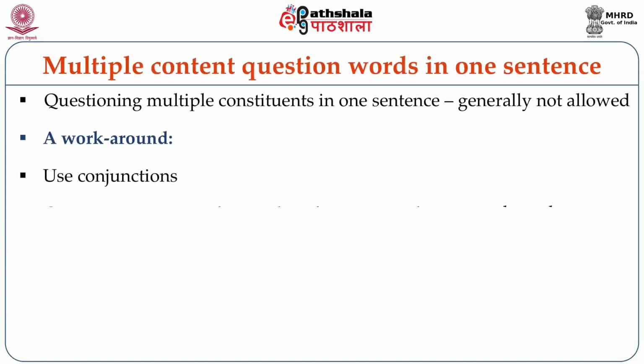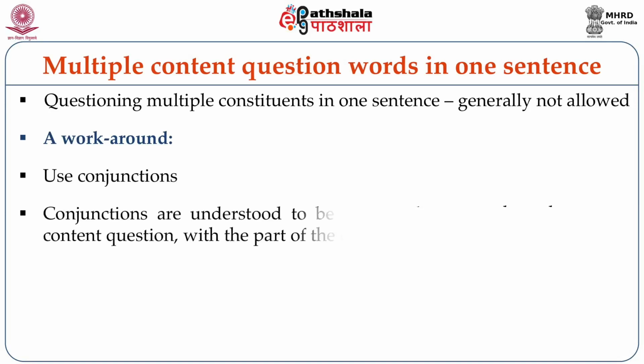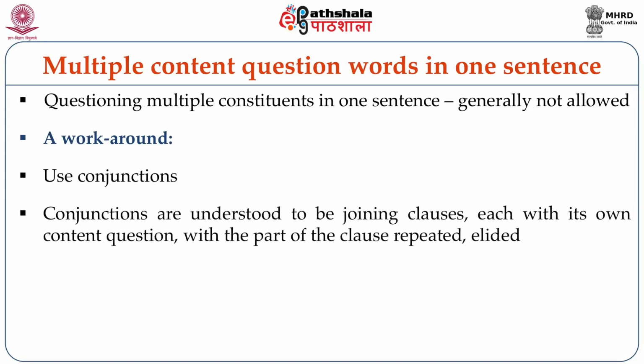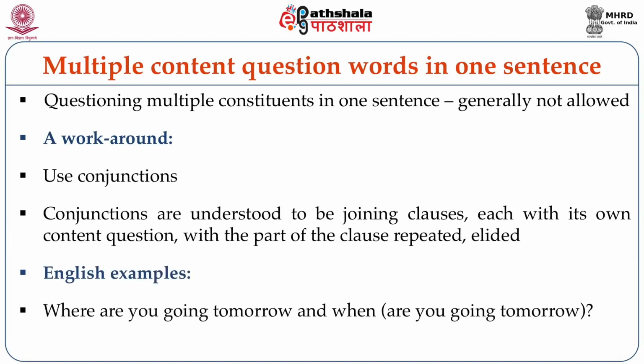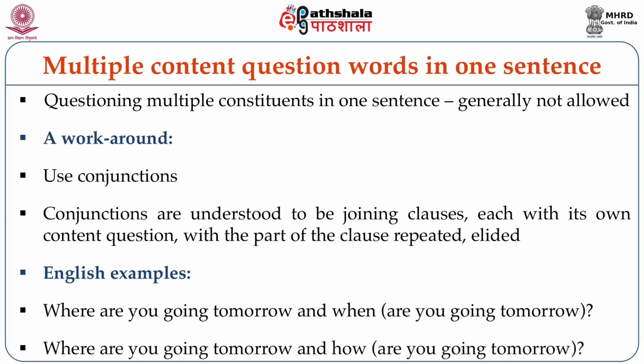A workaround that many languages employ is to use conjunctions as in the sentences that now appear on your screen. The conjunctions are understood to be joining clauses, each with its own content question, with the part of the clause repeated elided. Look at the English sentences on your screen now. Where are you going tomorrow and when? Of course, we can end the sentence with when, but what it actually means is where are you going tomorrow and when are you going tomorrow? Or the other sentence, where are you going tomorrow and how are you going tomorrow? Of course, in spoken form, we elide the part that is repeated.